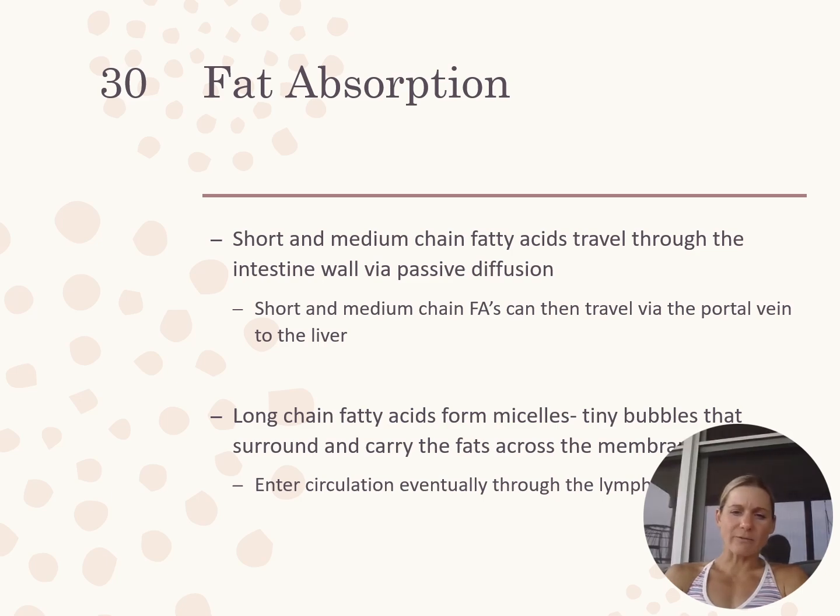Long chain fatty acids are going to form micelles, which are tiny bubbles that surround and carry fats across the membrane. And these are going to enter directly into the circulation through the lymphatic system. So we'll take those long chain fatty acids and they're going to dump directly into the blood, which isn't great because that's going to put us at risk for those fats sticking to the walls of the vessels, which we already mentioned can lead to some potential concerns along the way. So again, dumping those fats directly into the blood isn't really great in terms of our general health, but that's what we do.